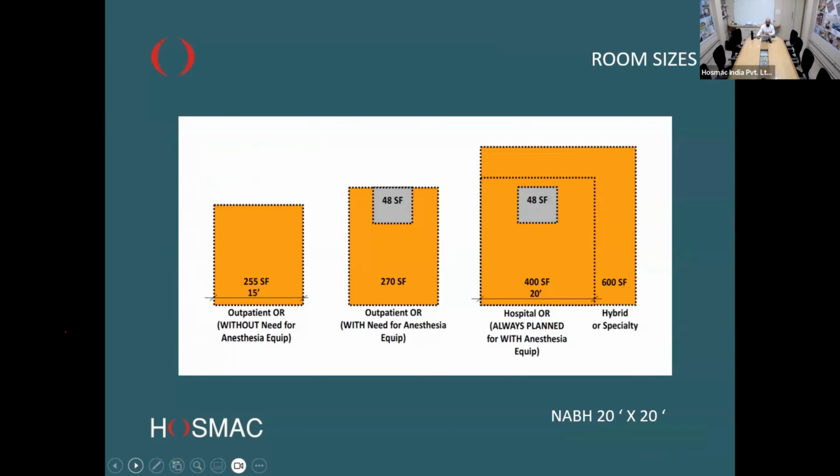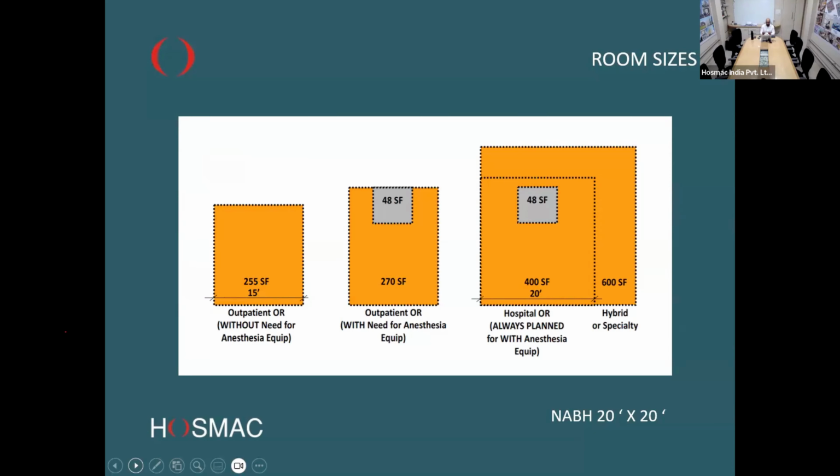Next, again extending the concept of physical spaces is the size of the operating room. Oftentimes we are asked, what should be the size of the operating room? I think most of us would be familiar with the concept of 20 feet by 20 feet, which is propounded by NABH. So that's 400 square feet. NABH is very happy allowing us this.